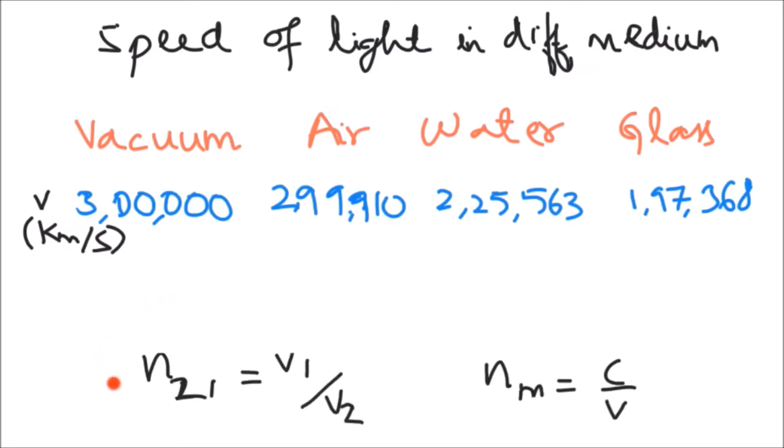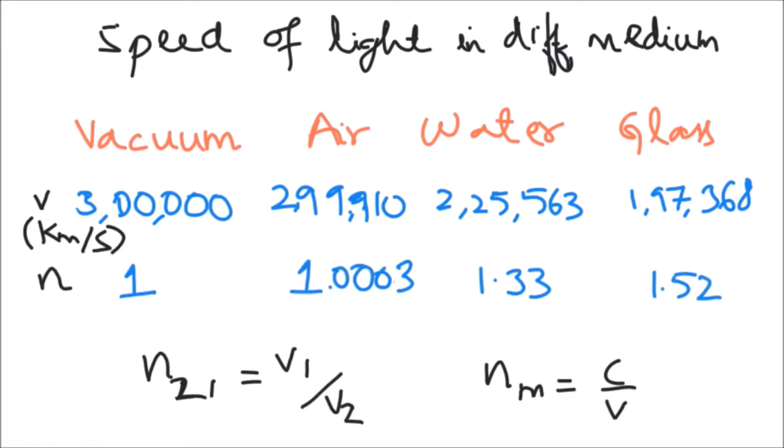Refractive index of medium 2 with respect to medium 1 is equal to the ratio of speed of light in medium 1 to the speed of light in medium 2. Refractive index of a medium is defined as the ratio of the speed of light in vacuum to the speed of light in that medium. Refractive index of air is 1.0003, in water it is 1.33, in glass it is 1.52. This you get when you divide the speed of light in vacuum by the speed of light in glass.